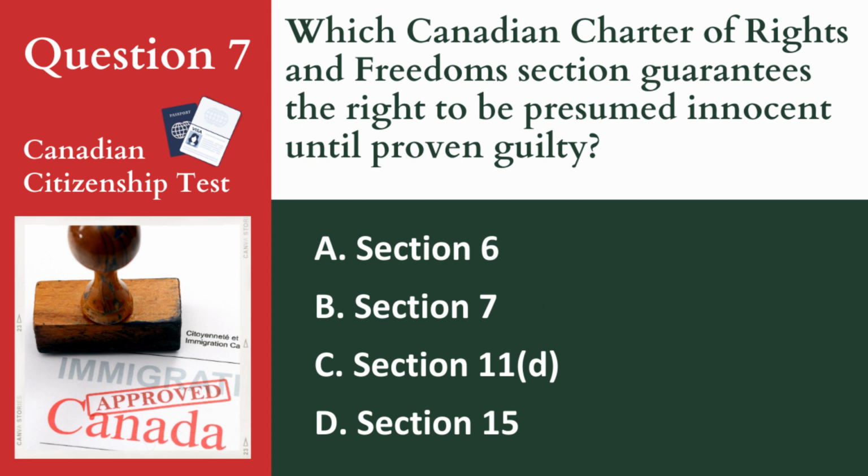Question 7. Which Canadian Charter of Rights and Freedoms section guarantees the right to be presumed innocent until proven guilty? A. Section 6. B. Section 7. C. Section 11. D. Section 15. Answer. C. Section 11 of the Canadian Charter of Rights and Freedoms guarantees that any person charged with an offense has the right to be presumed innocent until proven guilty according to law in a fair and public hearing by an independent and impartial tribunal.